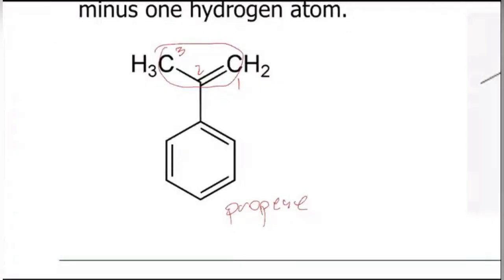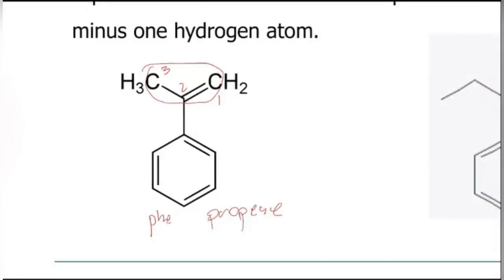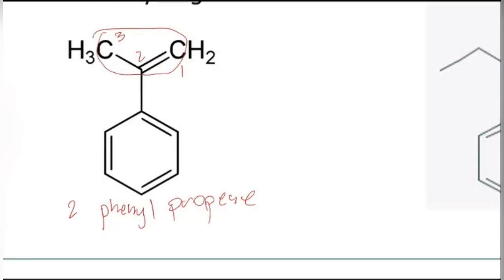So we will not write the location of the double bond because it only has 3 carbons. So it's not necessary. As long as propene is the longest chain, there's no need to put the location of the double bond. Then you write phenyl as your substituent, but you have to specify the location of phenyl. So phenyl is located at carbon 2. So we have 2-phenyl propene. So the name of this hydrocarbon is 2-phenyl propene.